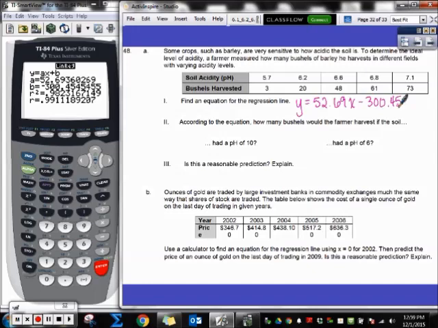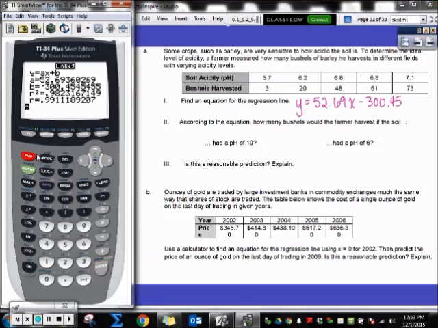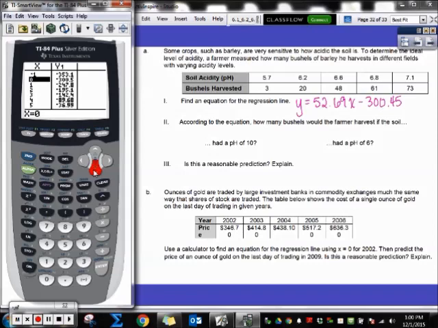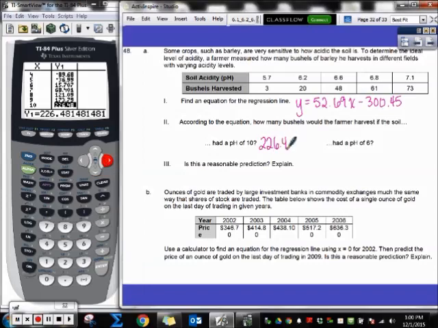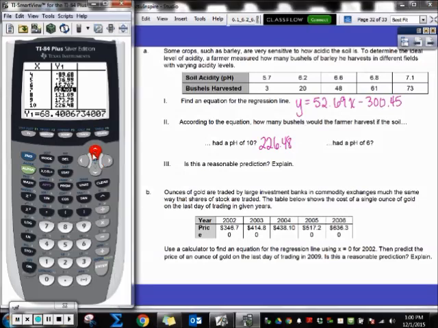And part 2 says, according to the equation, how many bushels would the farmer harvest if the soil had a pH of 10? So I'm going to have to go to my table. So second table, and I want to go down to where it says 10 for my x, and it looks like I would harvest 226.48 bushels if the pH was 10. If the pH is 6, I would have harvested 15.7 bushels.